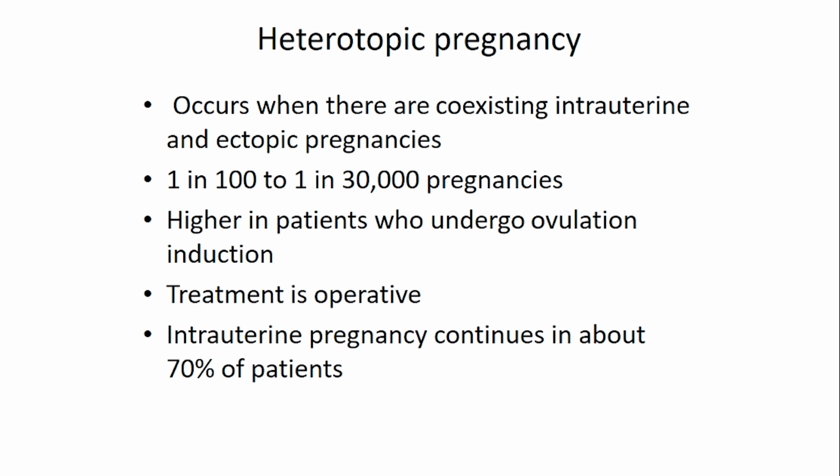Heterotopic pregnancy is the coexistence of an ectopic pregnancy and another intrauterine pregnancy. It's very rare. In spontaneous pregnancy, it's about 1 in 30,000 pregnancies. But with the advent and increased use of IVF and other assisted reproductive techniques, the incidence has increased. So there is a high incidence in patients who undergo ovulation induction. Again, treatment is operative. In other words, you must remove the ectopic and then conserve the intrauterine pregnancy. It could be removed either by laparotomy or laparoscopy, depending on the expertise. And in such cases, the continuation rate of the intrauterine pregnancy is about 70%.